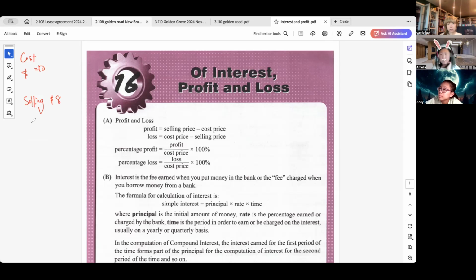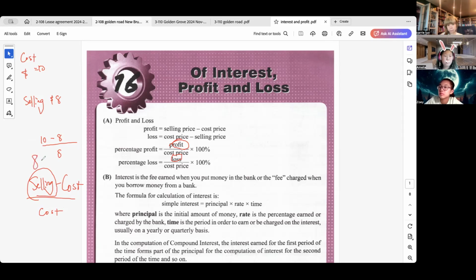Okay, so Zoe and Amelia. So Amelia, what is your equation? My equation is 10 minus 8 divided by 8. Okay. So how to calculate the profit or loss? Amelia, did you write down my equation? Selling price minus cost price divided by cost price, right? Okay, so tell me, what is the selling price? The selling price is 8.